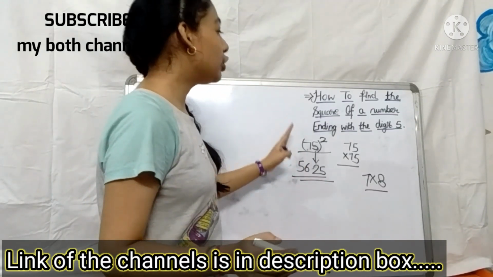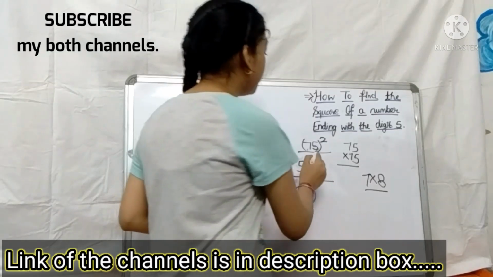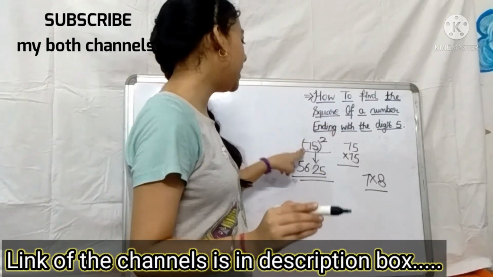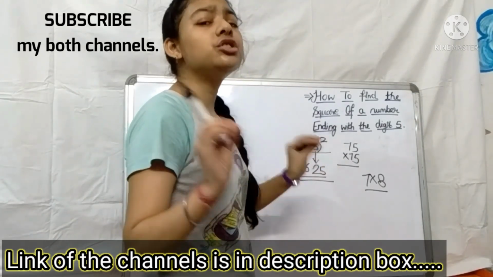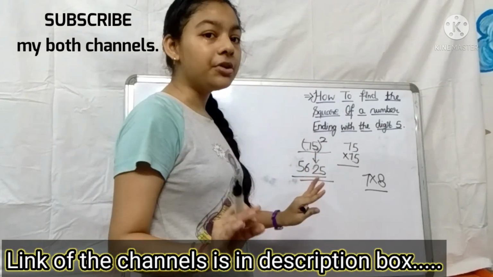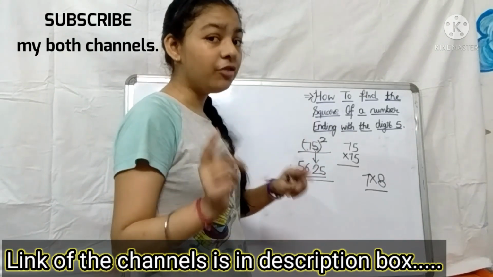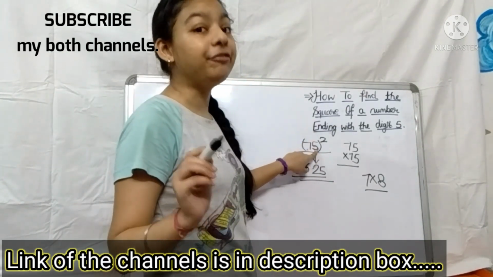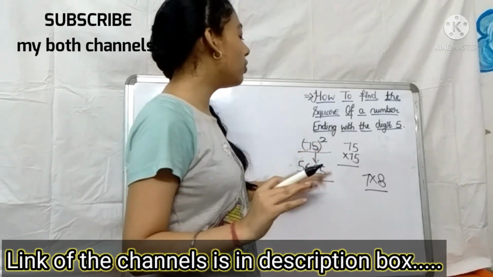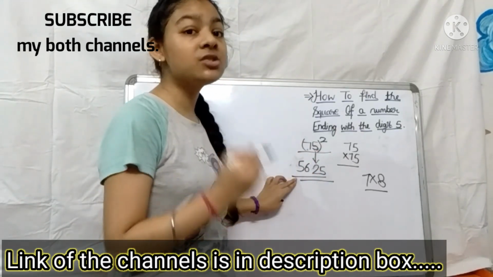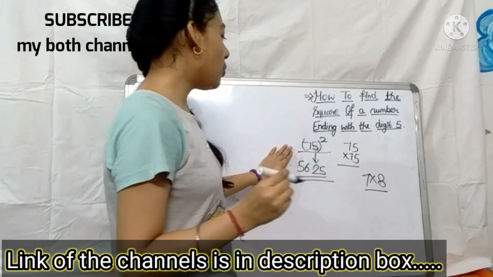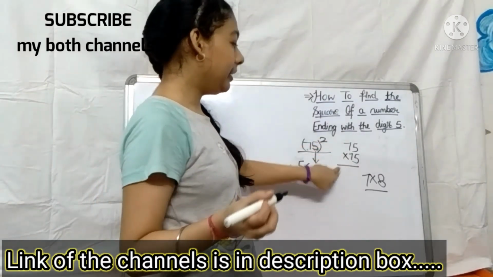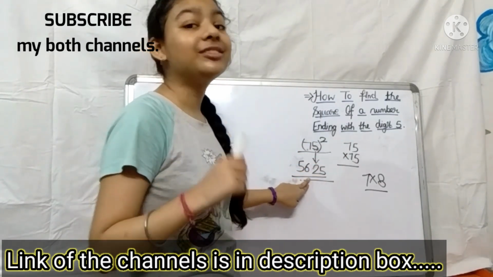But this is for the case when there is 5 at the last. It works for any number, 2 digit, 3 digit, 4 digit numbers. You can take any digit number, but we have to remember one thing, that at the last there should be the digit 5. Then only we are going to apply this trick. Okay, so let's take one more example. You can check the answer in the calculator also, or you can multiply like this. The answer is going to be 5625.